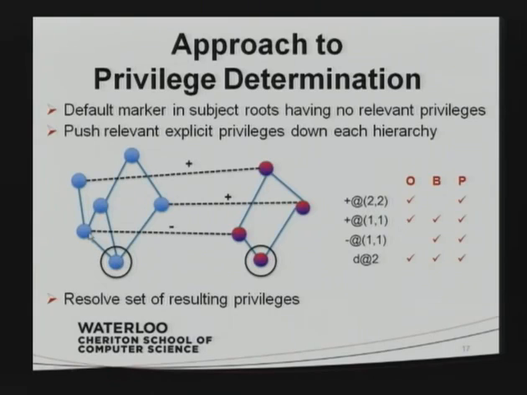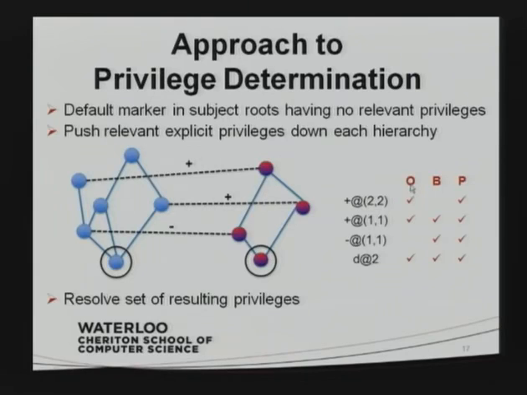Taking a look at this particular object, for example, I see that I have a negative permission at height 1. That's this one. And I'll record the distance in both hierarchies. So distance of height 1 in the subject hierarchy, distance of height 1 in the object hierarchy. I've got a positive at 1 and 1. I've got a positive at 2, 2. And I've got a default at 2. Those are all of the permissions, the explicit permissions plus the default, that might affect me.